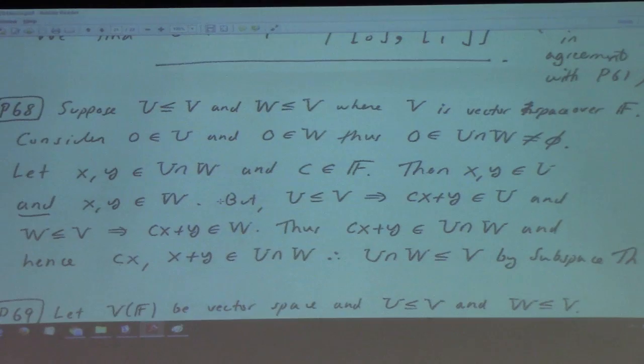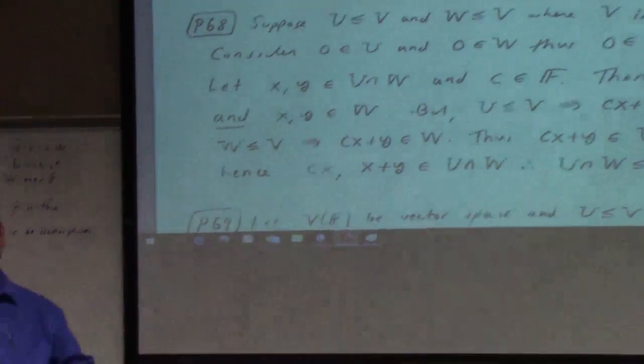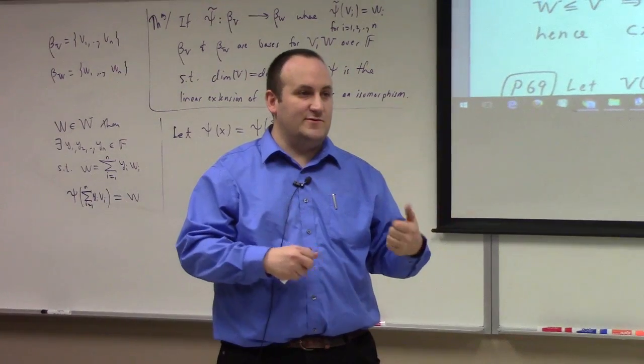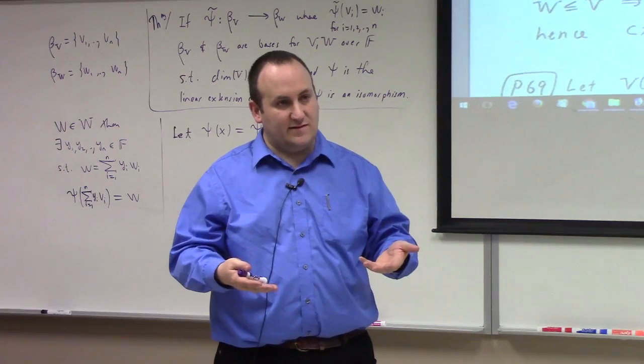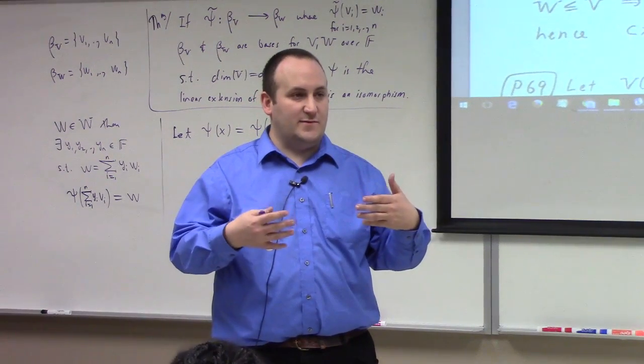So here we are faced with the question of showing the intersection of subspaces is again a subspace. So what do you do? Suppose something's in the intersection, right? In fact, suppose two things. Suppose x and y are in the intersection. Let c be a scalar. Then x and y are in both subspaces, right? So cx plus y is in subspace 1, and cx plus y is in subspace 2. Why? Because subspace 1 and subspace 2 are subspaces. They are closed under addition and scalar multiplication. Consequently, cx plus y is in both of them.